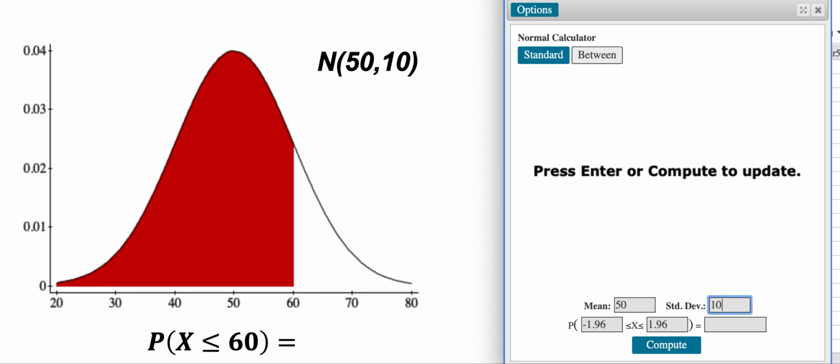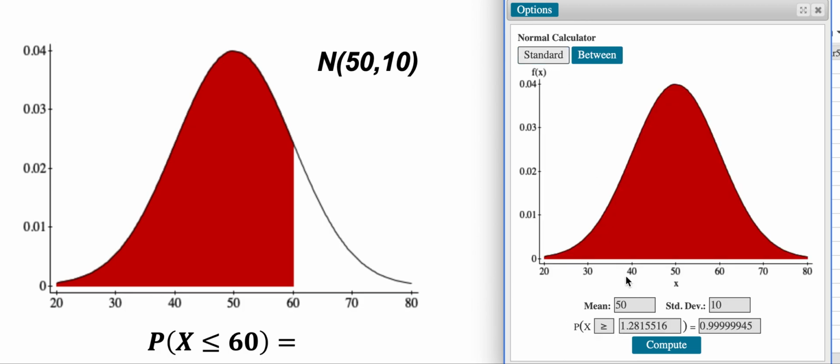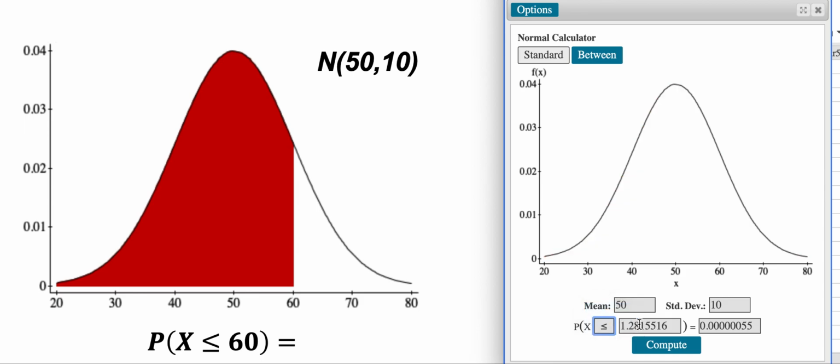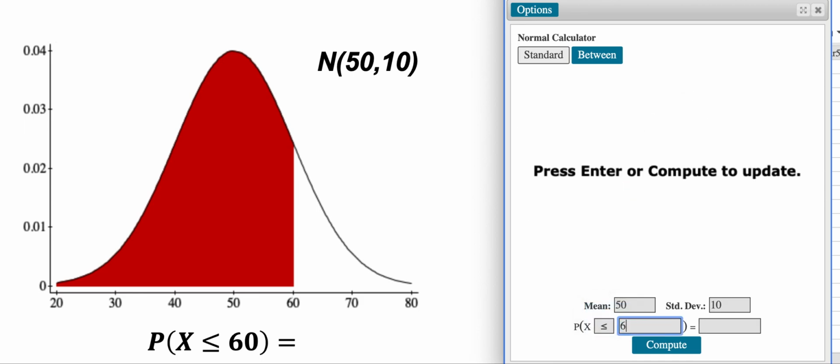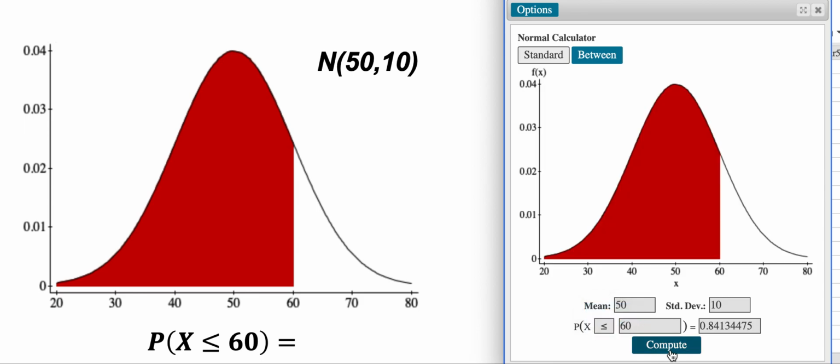standard deviation 10. I'm going to change it back to standard and do the probability of being less than or equal to a value. In this case, the value is 60. Press compute, and I find the probability to be 0.8413.